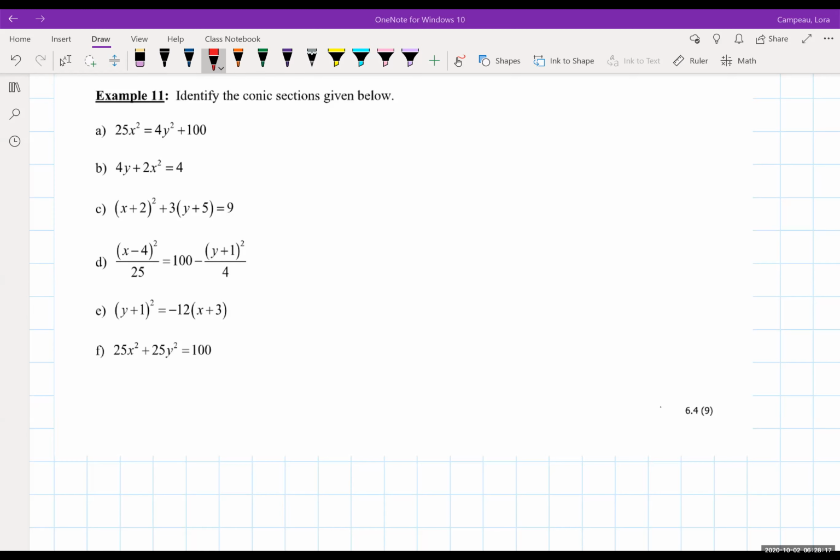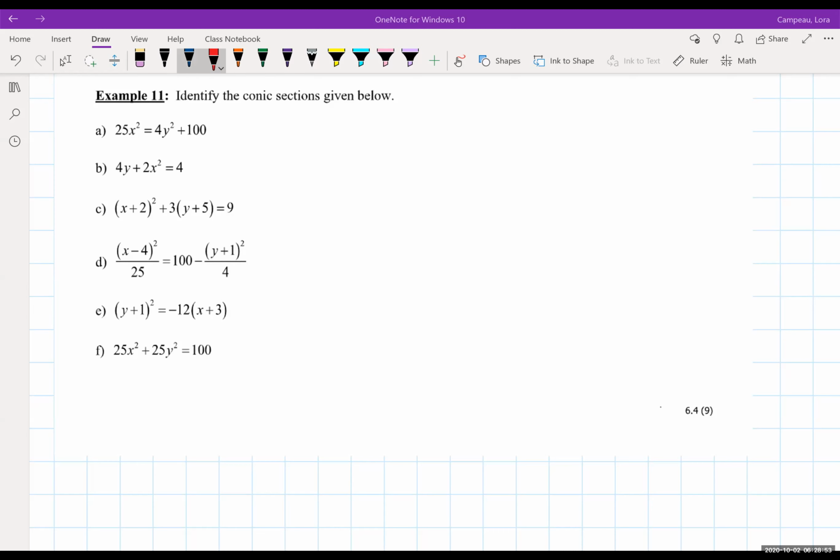So sometimes they're quite obvious because they're in the nice familiar form that we're used to seeing, but sometimes they're not quite so obvious. So I always like to start off with a process of elimination. And if I could notice for myself, I always like to look at if I only have one term that's being squared, that's my heads up that I'm going to have a parabola. So if I look at part A, I notice that both terms are being squared. So that's not a parabola.